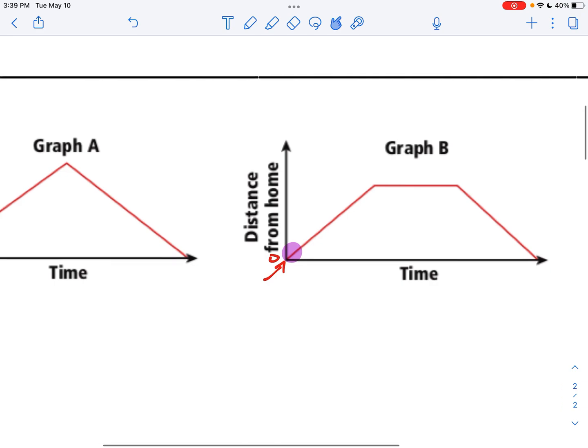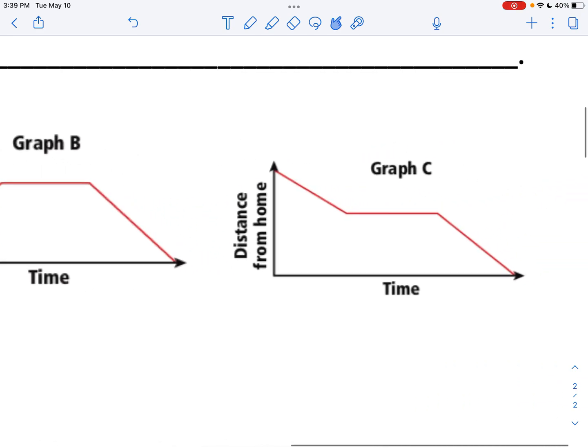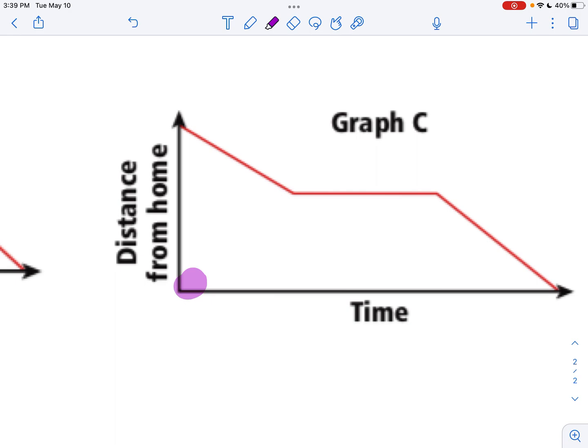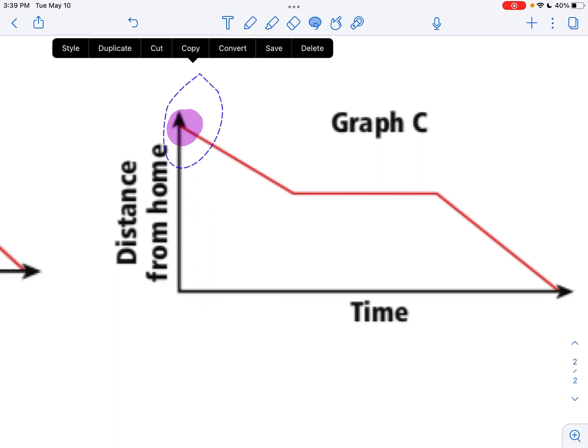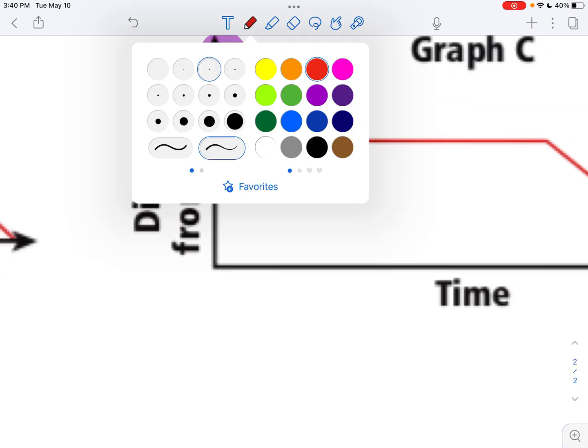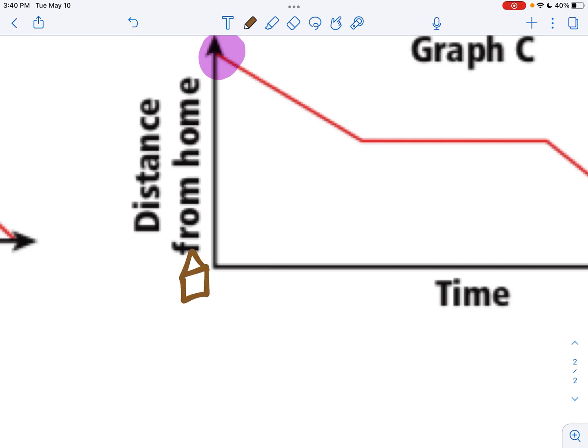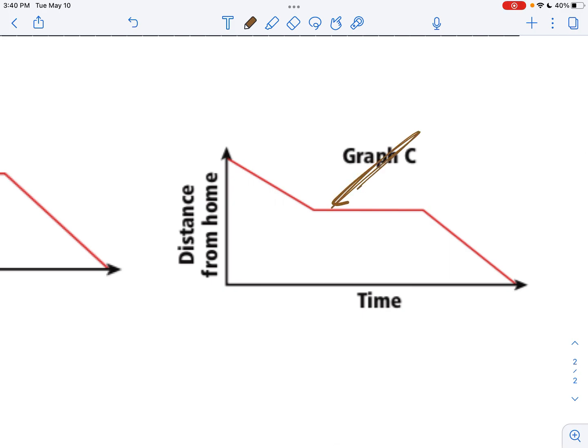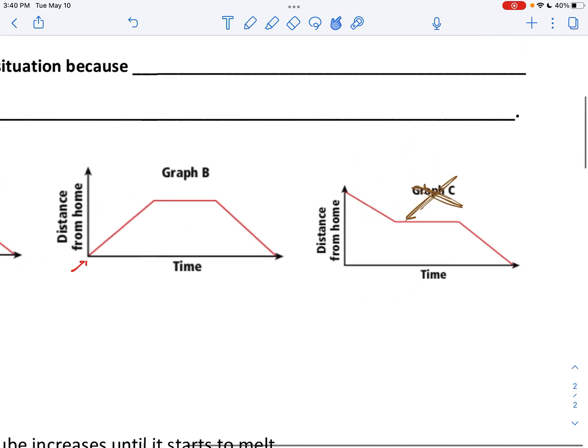But look at the last one. The last one doesn't start right there in the corner. It doesn't start at 0. When it starts up here, it says that she's already not at her house. It says she's a long distance away from her house. Right? I could draw it down here in the corner too. This is my really awesome attempt at a house. Her house is down here. That's why the line needs to start down here, right? Okay, so what this means is it can't be graph C. I'm going to cross that out. It can't be C. But it could be A or B.